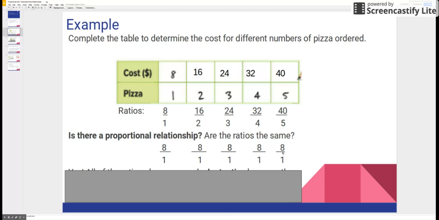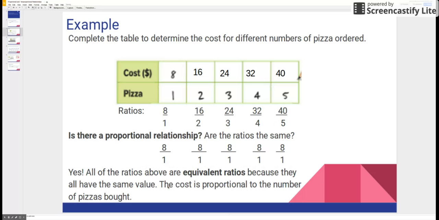If you don't want to think about it like this, where you have to simplify the fractions, then just think of it like this. 8 divided by 1 is 8. 16 divided by 2 is 8. 24 divided by 3 is 8. 32 divided by 4 is 8. And 40 divided by 5 is 8. So they're all 8. They all have the same value.